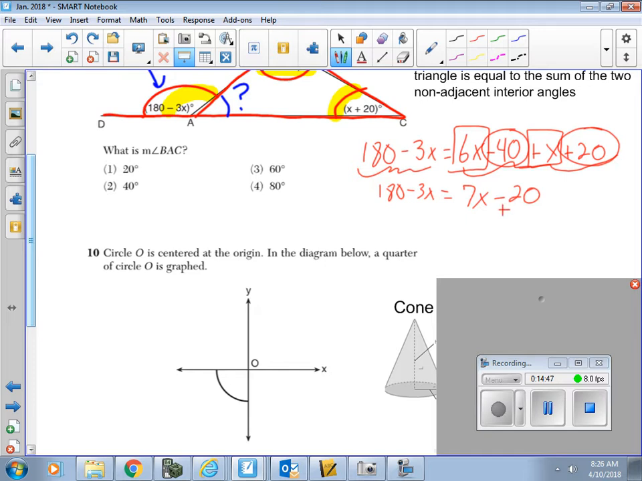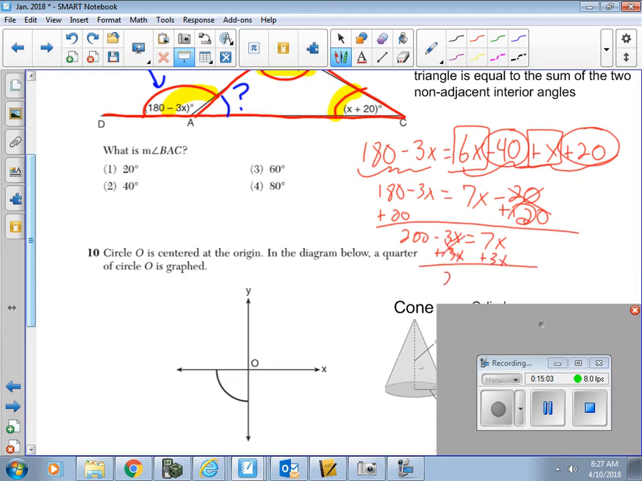Then, from there, you have a couple different options. I'll just add the 20 here and add the 20 over here, and that's going to be 200 minus 3x is equal to 7x. Then I add 3x, and you get 200 is equal to 10x. Then you divide by 10, and you end up with x equal to 20.